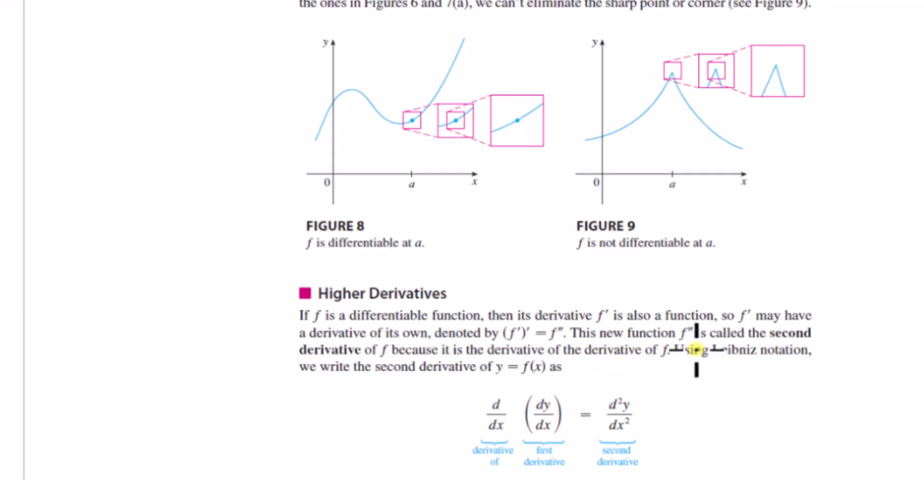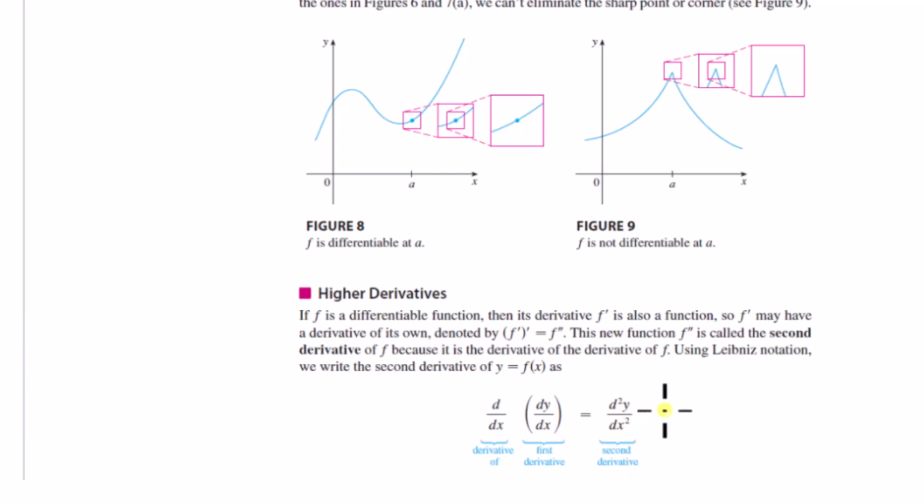This new function f double prime is called the second derivative of f because it is the derivative of f prime. Using Leibniz notation, which makes the meaning of the derivative very intuitive, we write the second derivative of y equals f of x as follows. You've got dy over dx. Now, if we apply the derivative operator to dy over dx, we can write this as d squared y over dx squared, because you have the two lowercase d's here, d squared y, and then the two dx's, dx squared.